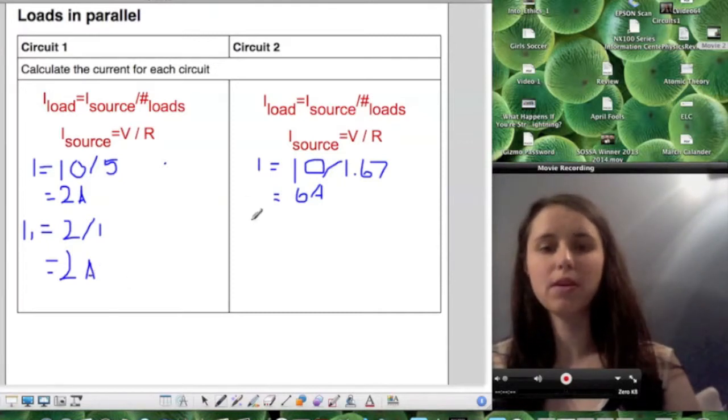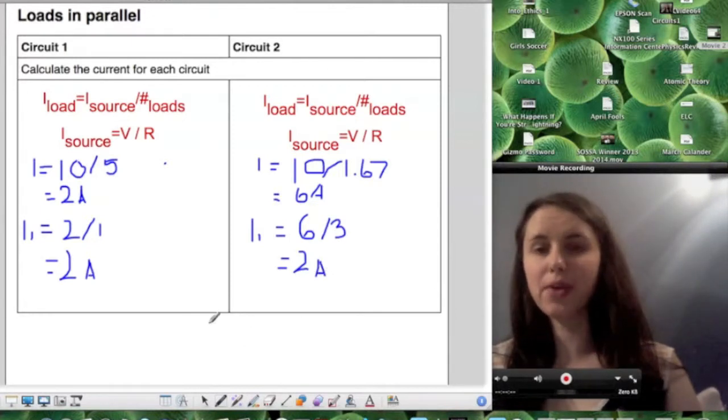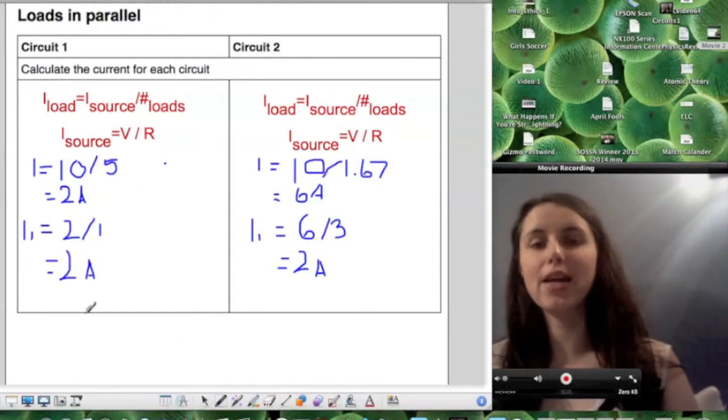Let's jump over here. Okay, so the current at any given load over here is going to be equal to the current from the source, which is 6, divided by the number of loads. How many light bulbs do I have? I have 3. So our current at any given load is 2 amps. Coincidence, right? So let's recap, right? We know that the current is split between the number of loads. In this case, our current at any given load is 2 amps. In this case, our current at any given load is 2 amps.